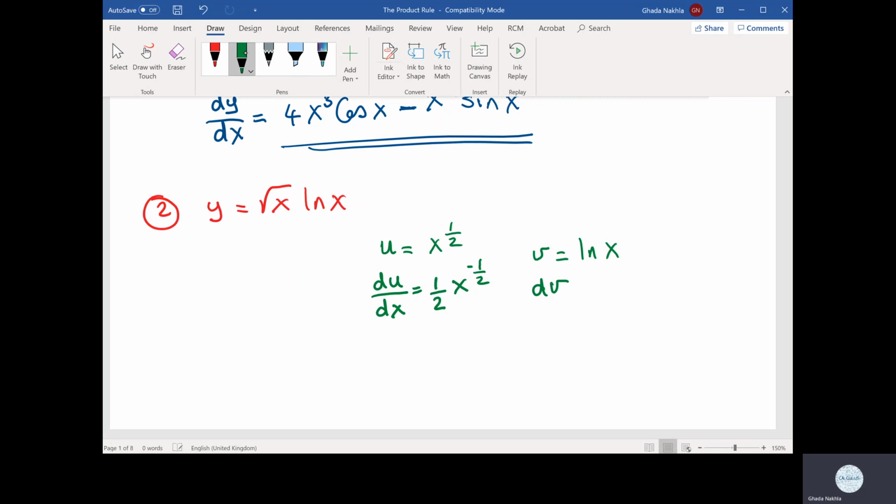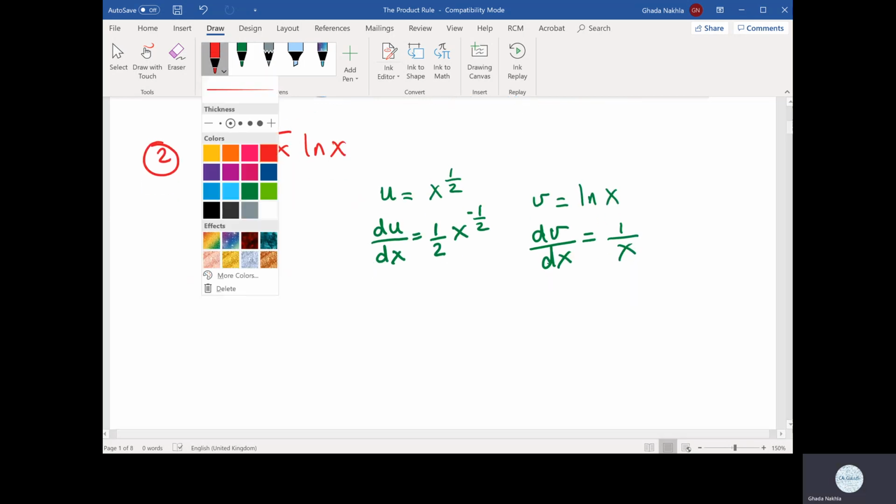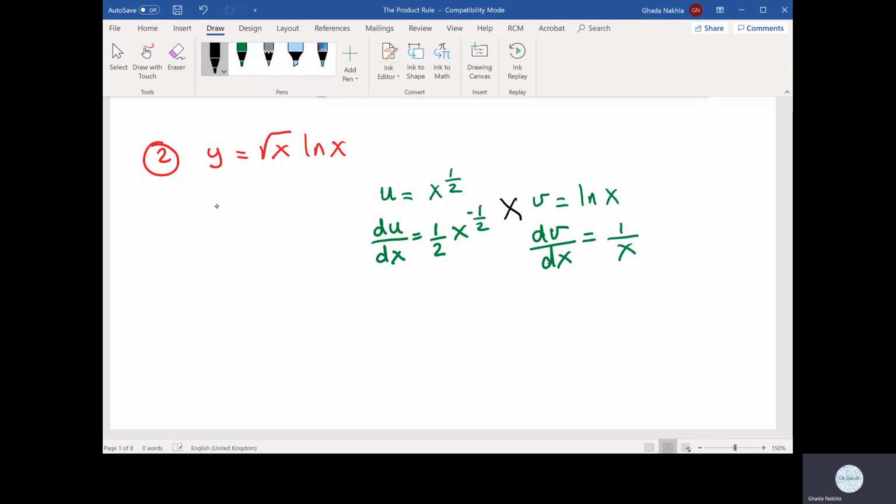Okay, and then we find dv by dx, and the derivative of ln x is 1 over x. Again, we cross multiply here. So dy by dx, which is the derivative of the function y, which is a function of x, is equal to, and it doesn't really matter which way you start, x to the half multiplied by 1 over x plus a half x to the minus a half ln of x.